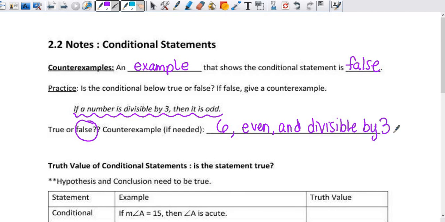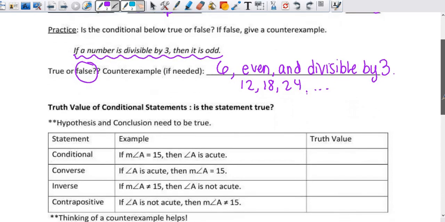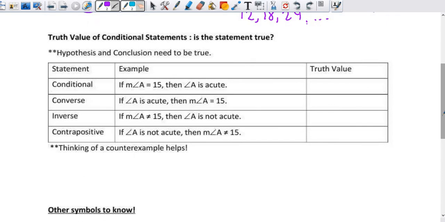All right, so 6 divided by 3 is 2, so it is divisible by 3, but it's even, so that proves the statement wrong. Some other examples you could have thought of were 12, 18, 24, and so on. But you just need one counterexample to prove something wrong. Once you come up with a counterexample, that conditional is false. So that kind of gets us into truth value.